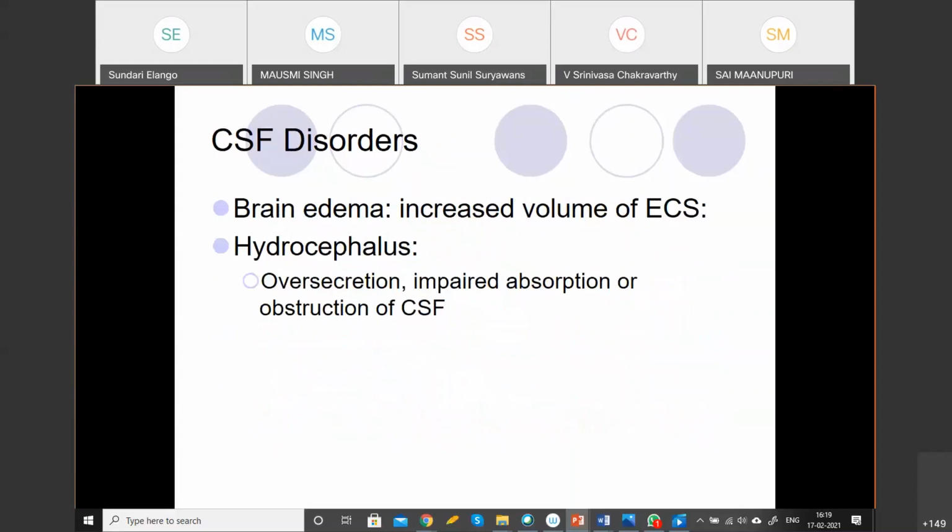Okay, so there are CSF problems that can occur. For example, when the drainage of CSF through the arachnoid villi gets blocked up for whatever reason, there's a buildup of CSF inside the brain, and that can lead to swelling of the brain, which is called hydrocephalus. It can be caused by over-secretion of the CSF or impaired absorption of the CSF because of some obstruction in the flow.